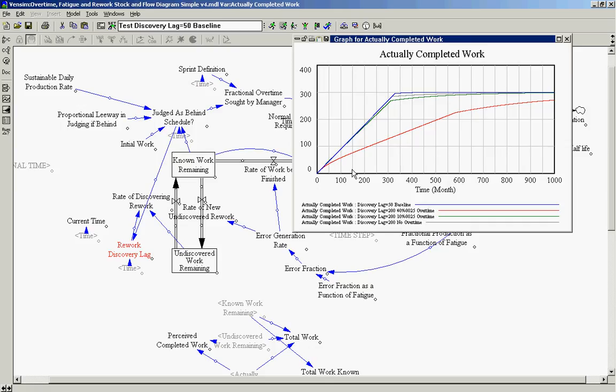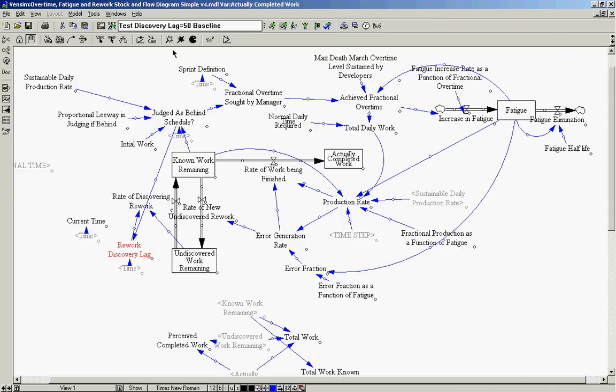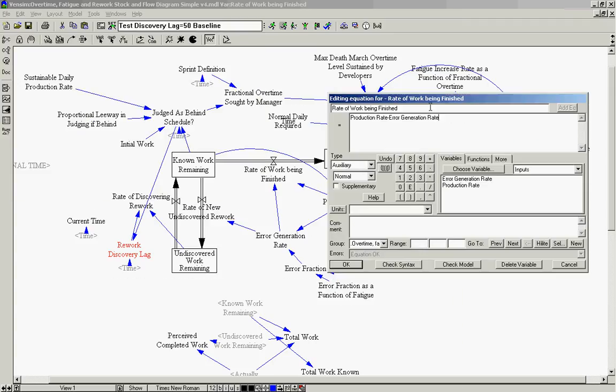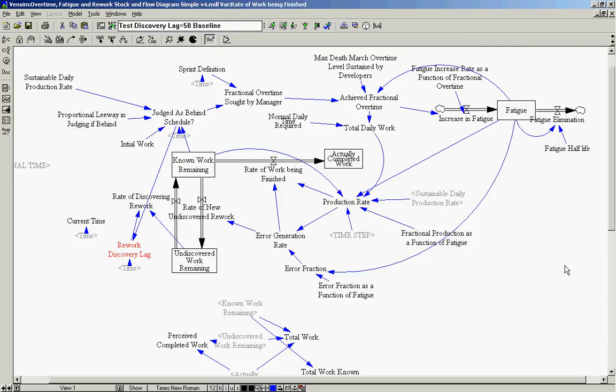So just to familiarize yourself with Vensim, there's a couple elements to use, and I'll refer you to a video that's online that will provide more details, but a couple of heads up on this. First of all, I think the interface for your version is slightly different, but there's going to be an equations button up here that will let you see the equations associated with each component. So for example, you'll see this rate of work being finished, this variable here, being associated with some production rate minus the error generation rate.